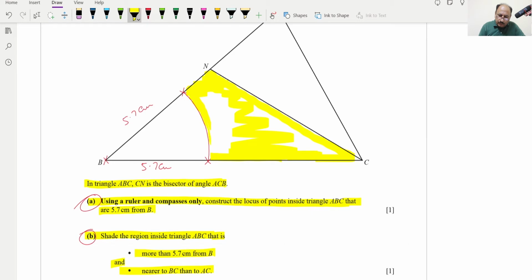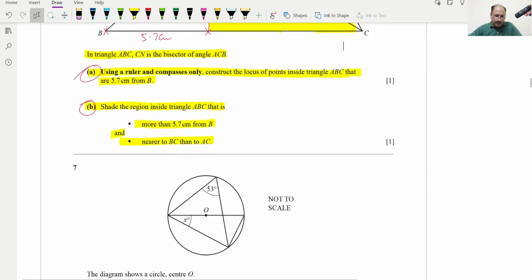So this side over here, and this will be like this one. So we have basically shaded the region required. This is the shading part which we have done for B part.